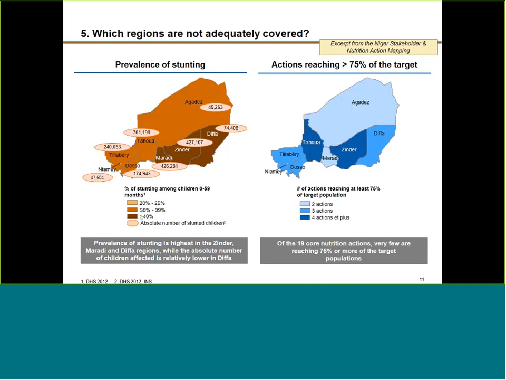The map on the right displays the number of core nutrition actions that are reaching more than 75% of their target populations. Darker blue regions have a higher number of actions reaching this percent of people. In this example, we see that out of 19 core nutrition actions, very few are reaching 75% or more of the target populations.